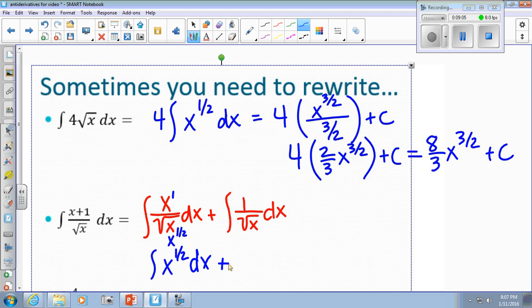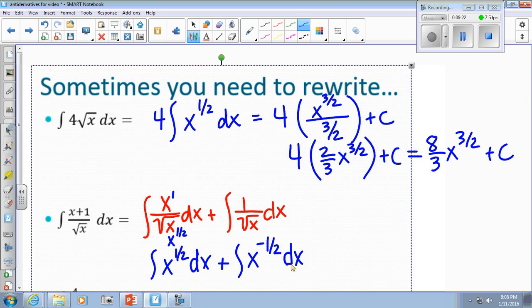Okay, and then on the second one, I just need to rewrite this and use my negative exponents so that I can have x to a power. So the square root would be an x to the 1/2, but since it's in the denominator, we're going to make this x to the negative 1/2.